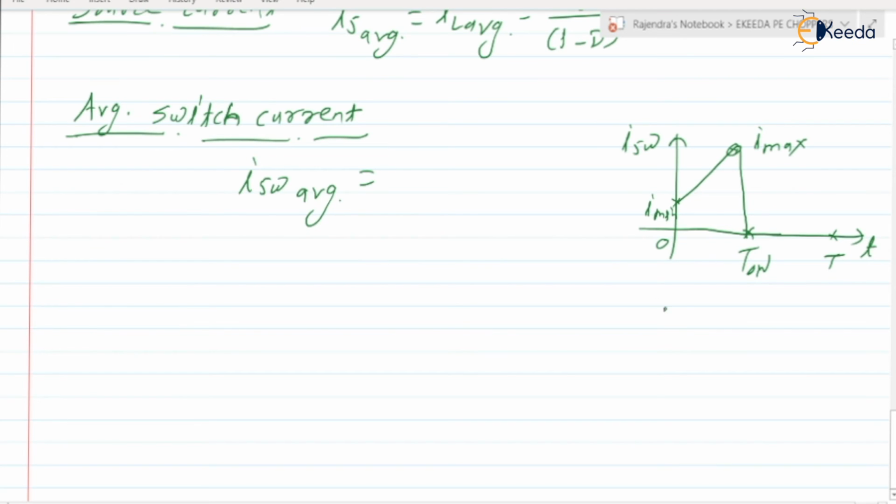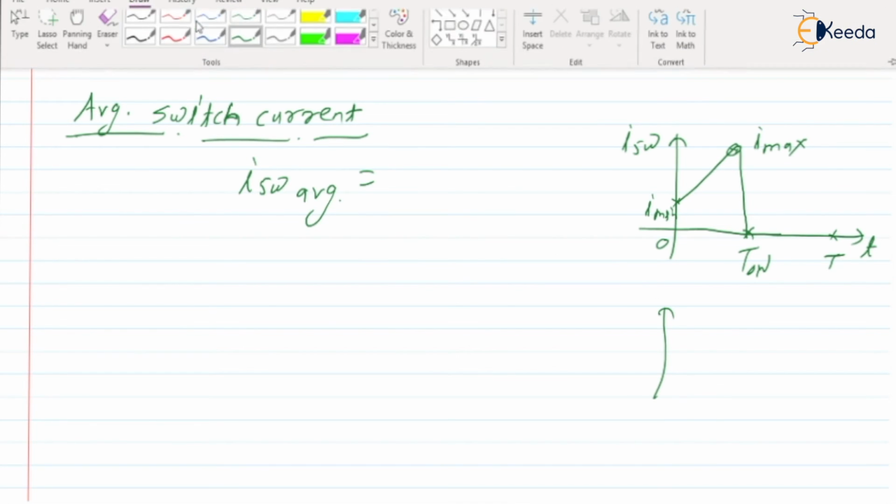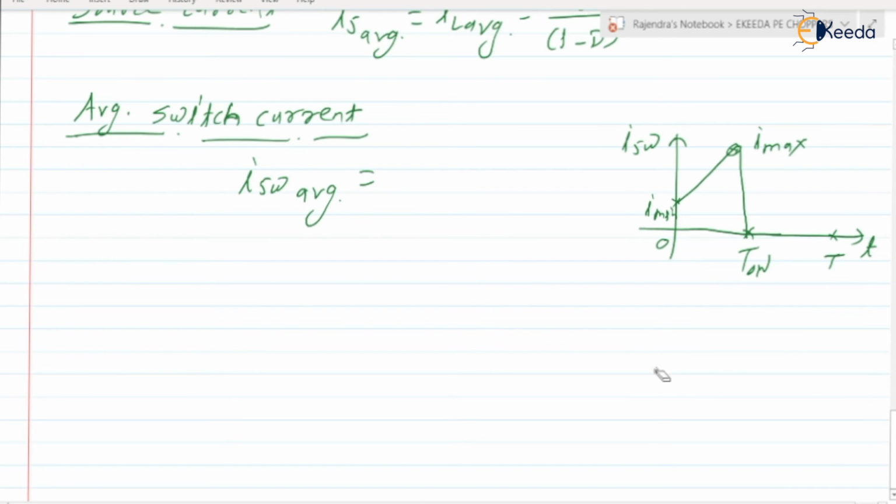Further, we can redraw this diagram. We can replace this linear shape with the average. This is 0, this is t on, and this is capital T. Here we will have IL average, after that it is 0. So this is the ISW we will have, and this is IL average.